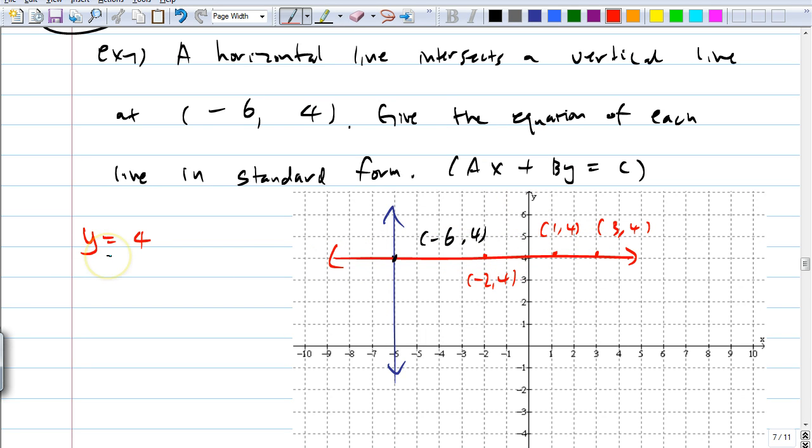Also, you can see that this line is going to hit the y-axis at 4. So you could think of this as y equals 0x plus 4 if you want, right? mx plus b. Your slope is 0, b is 4. Is that easy? Okay, what about then the other line?